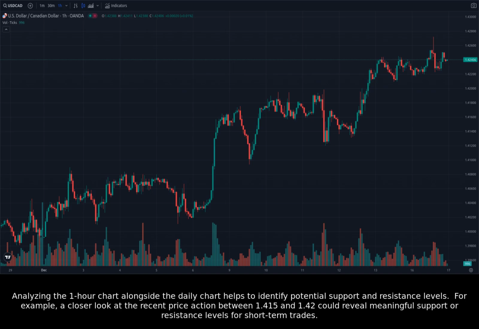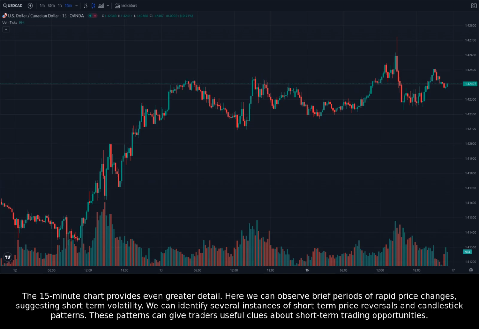For example, a closer look at the recent price action between 1.415 and 1.42 could reveal meaningful support or resistance levels for short-term trades. The 15-minute chart provides even greater detail. Here we can observe brief periods of rapid price changes, suggesting short-term volatility. We can identify several instances of short-term price reversals and candlestick patterns. These patterns can give traders useful clues about short-term trading opportunities.